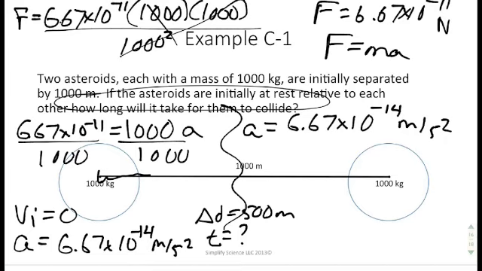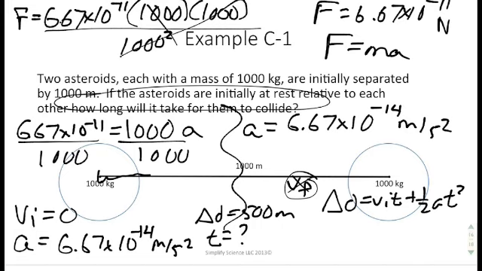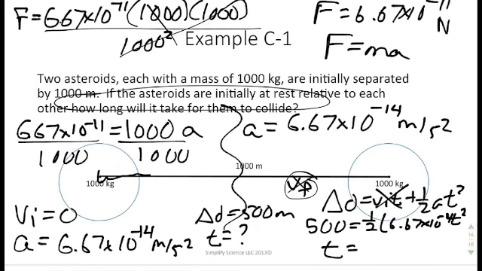You would choose the equation that does not have final velocity in it, and that would be the equation delta D equals VIT plus 1/2 AT squared. When you plug in, you would get 500 equals, this VIT term would zero out, 1/2 6.67 times 10 to the negative 14th t squared. Whenever you solve for the time, you would rearrange and you would get 1.22 times 10 to the 8th seconds.